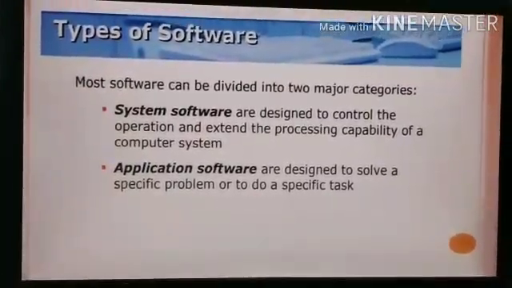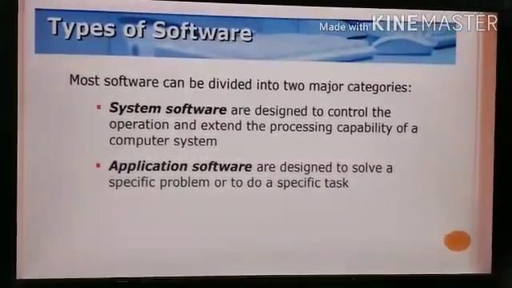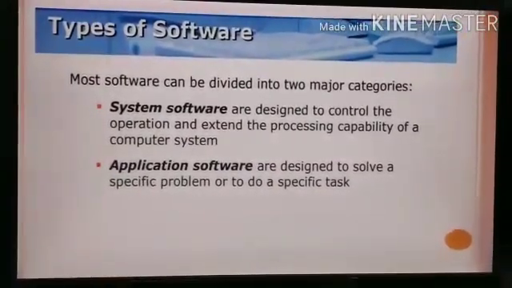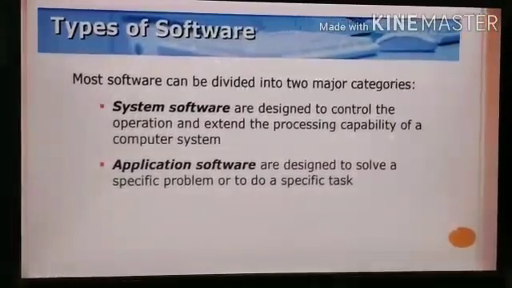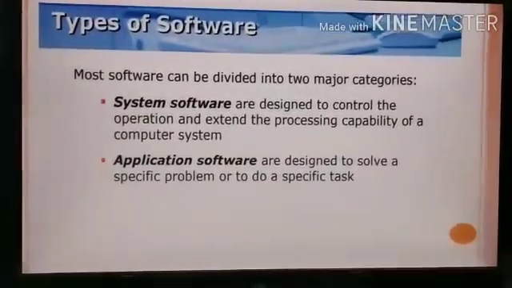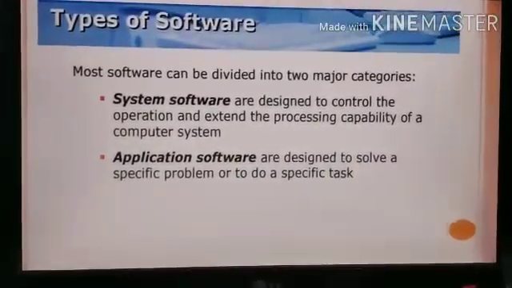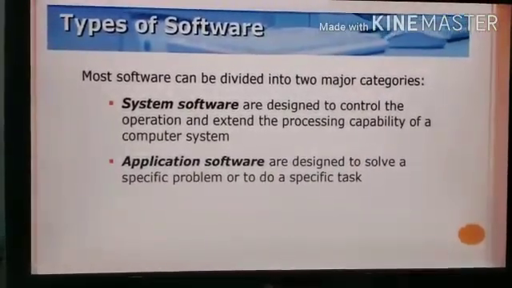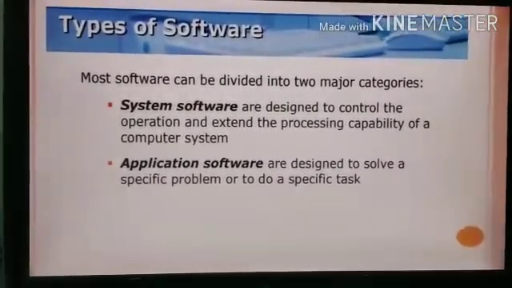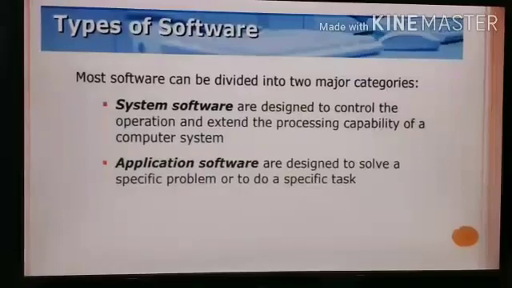When we know the relationship between the hardware and software, we already understand about the hardware and the types of hardware. So we must know about the types of software also. Software is divided into two major categories: system software and application software.